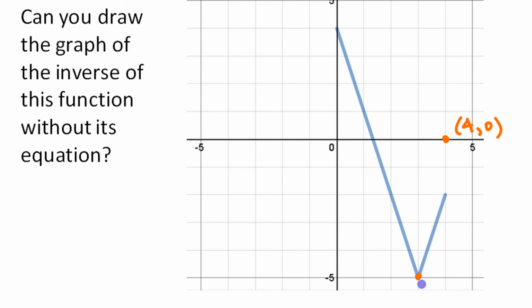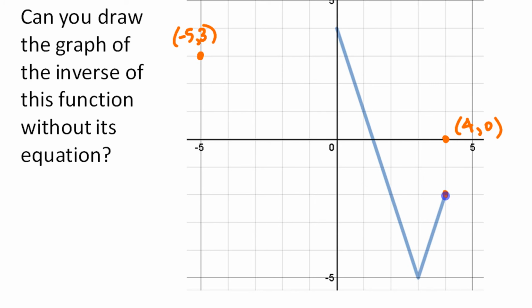This point down here, let's just track a few of the points here. This point is (3, -5). So where is it going to go? It's going to go to (-5, 3), right there, because you've switched those coordinates.